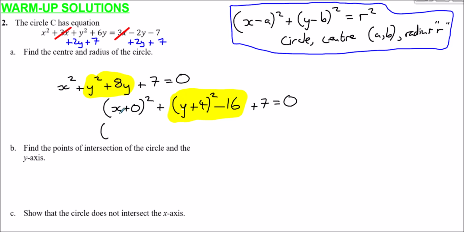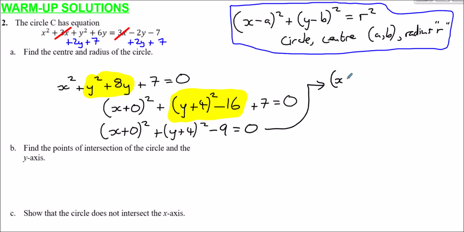Next line, leave the (x plus 0) squared in its brackets. We've got plus (y plus 4) squared. Minus 16 plus 7 is minus 9 equals 0. Therefore, final step, (x plus 0) squared. You could just write x squared if you want to, by the way, as long as you're comfortable with that. Means the x coordinate of the centre of the circle is 0. And then we've got the (y plus 4) squared.